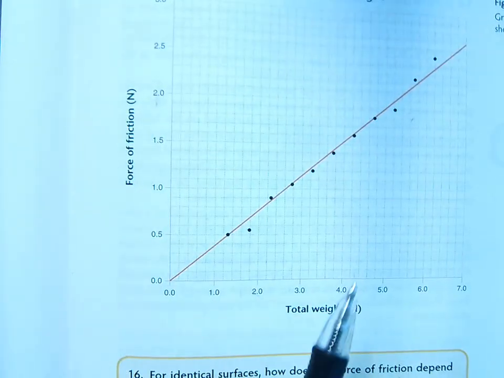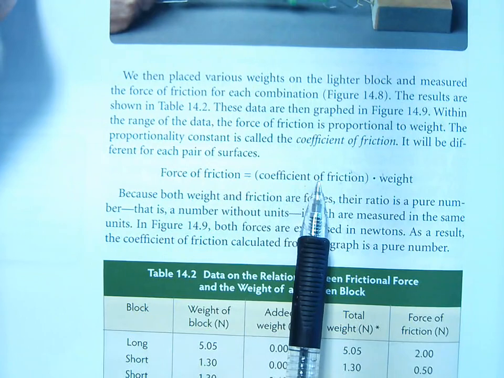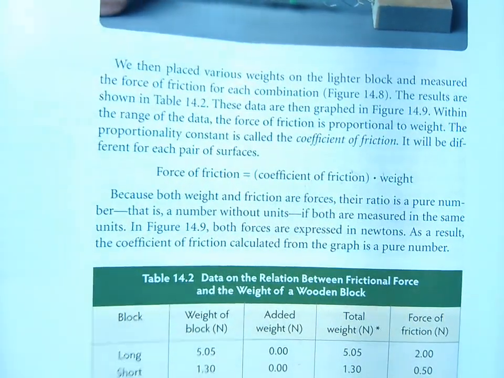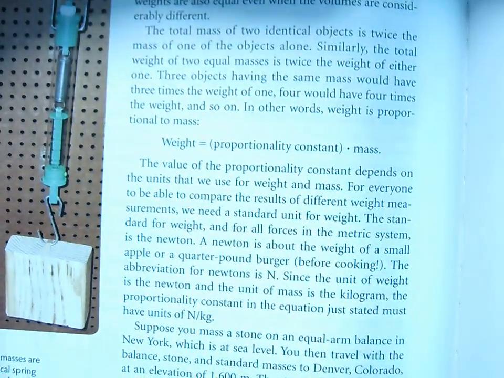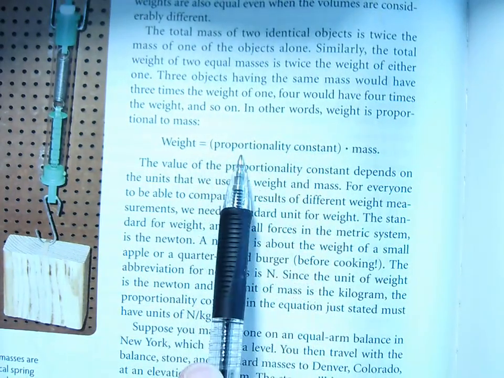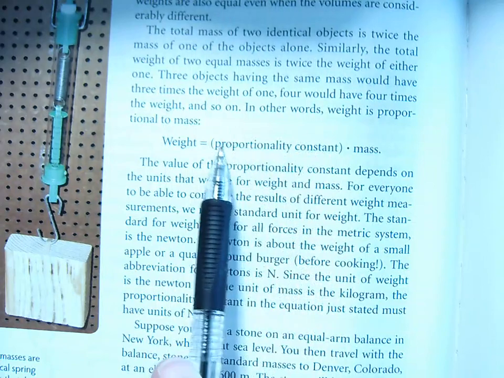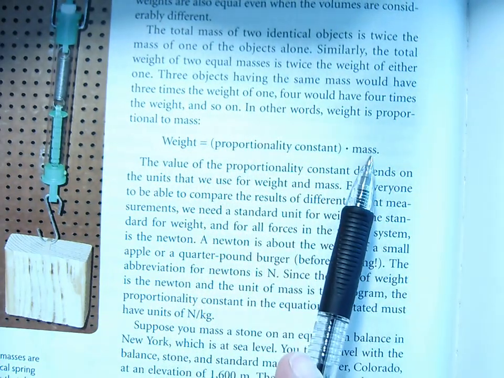In order to calculate the coefficient of friction, you would need to have a graph like this that shows the force of friction and the weight, and then you could do force of friction divided by total weight, and then you could calculate what the coefficient of friction is. Again, that's going to be different for every pair of surfaces that we're discussing. Okay? Over here with the proportionality constant, when we're talking about weight, the proportionality constant between weight and mass is always 9.8 on Earth.